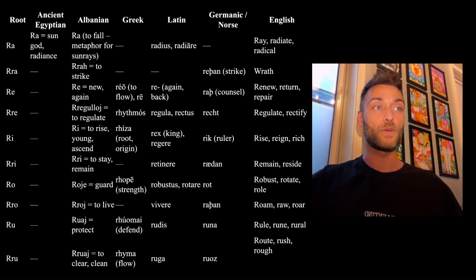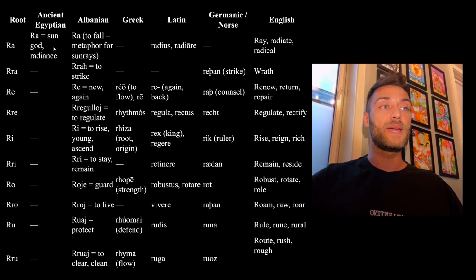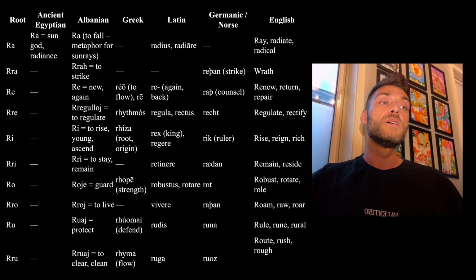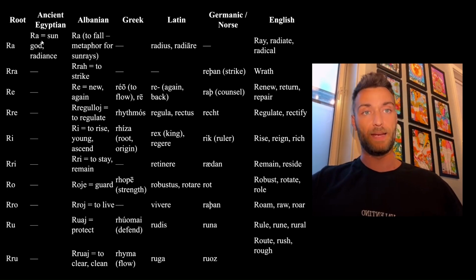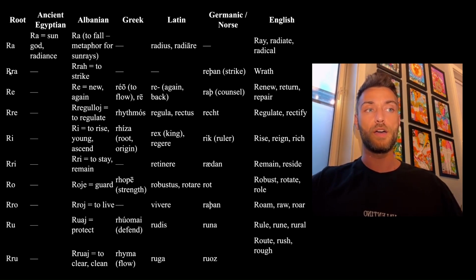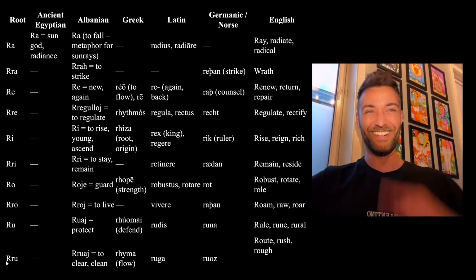What happened? Okay. So as you can see here, we begin with the ancient Egyptian Ra, sun god, radiance. That is what it begins with, and that's the only thing that we know. Well, we should probably know more. But so we have this sound, this idea, this sun. And this Ra sound would then create Ra, Re, Ri, Ro, Ru.